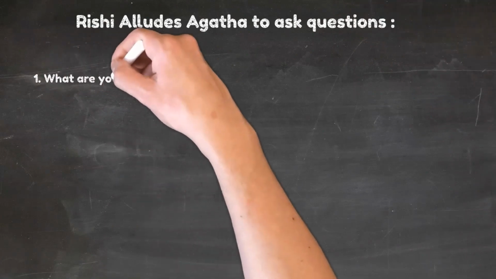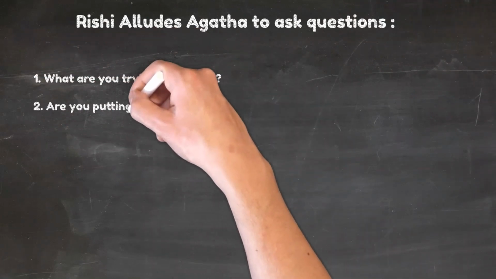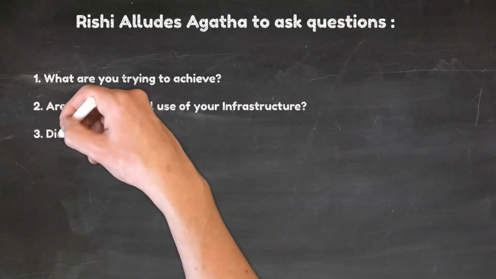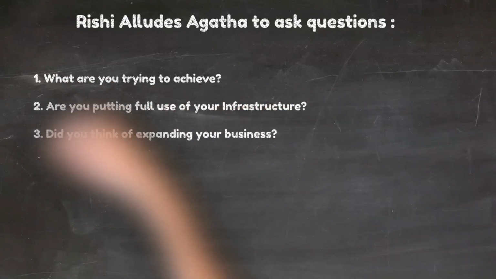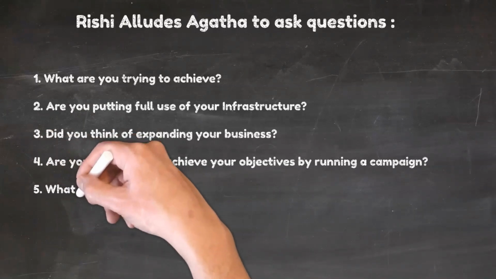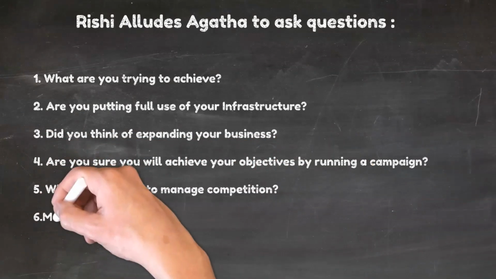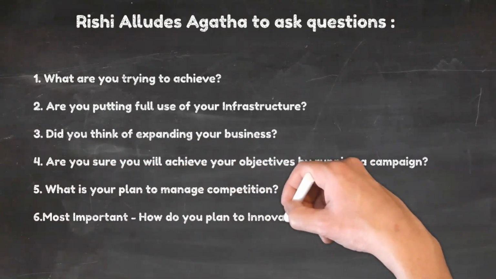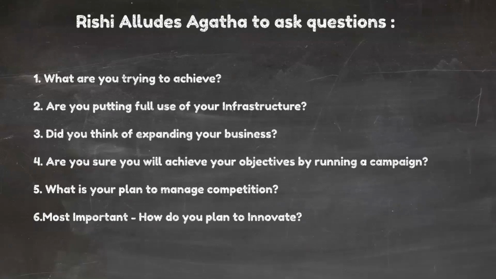Rishi prompts Agatha to ask certain business questions. What are you trying to achieve first? Are you putting full use of your infrastructure? Did you think of expanding your business? Are you sure you will achieve your objectives by just running a campaign? What is your plan to manage competition? And most important, how do you plan to innovate? Certain questions, Agatha started hearing for the first time.